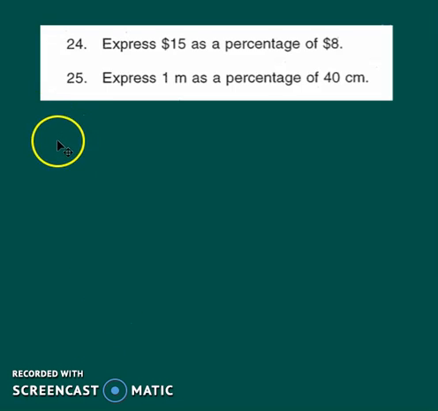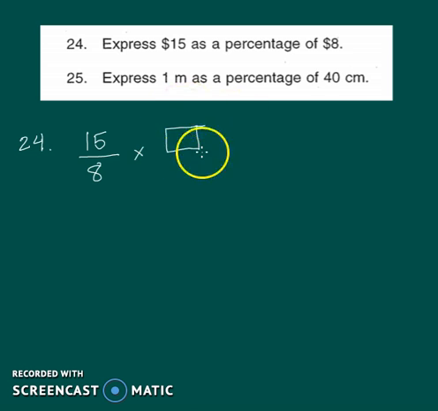So for number 24 and 25, we can expect to find percentages that are over 100% because $15 is greater than $8 and 1 meter is greater than 40 centimeters. So for number 24, we will divide 15 by 8. And now, as usual, we're asking ourselves, how can we get to a denominator of 100?